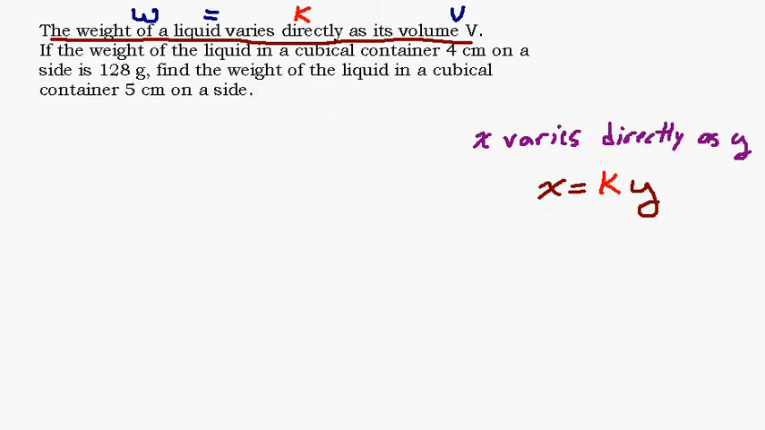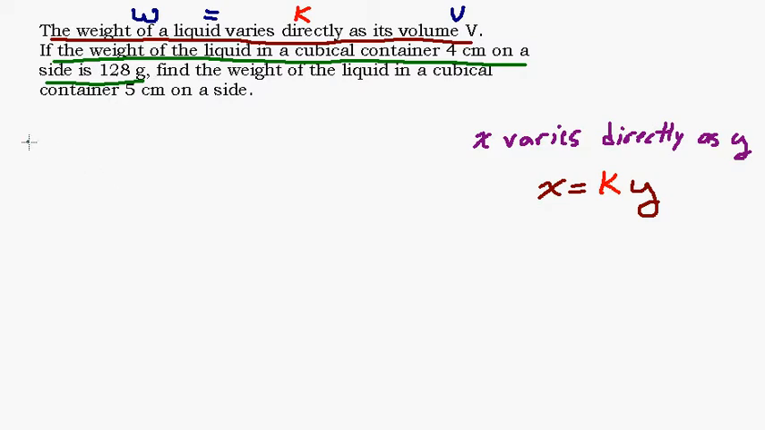That's the second part. So part one, set up your little equation based on the statement. Part two, we're going to use a given fact. They're going to give us some example. And here's our example underlined in green. If the weight of the liquid in a cubicle container 4 centimeters on a side is 128, and then we have something we have to find.